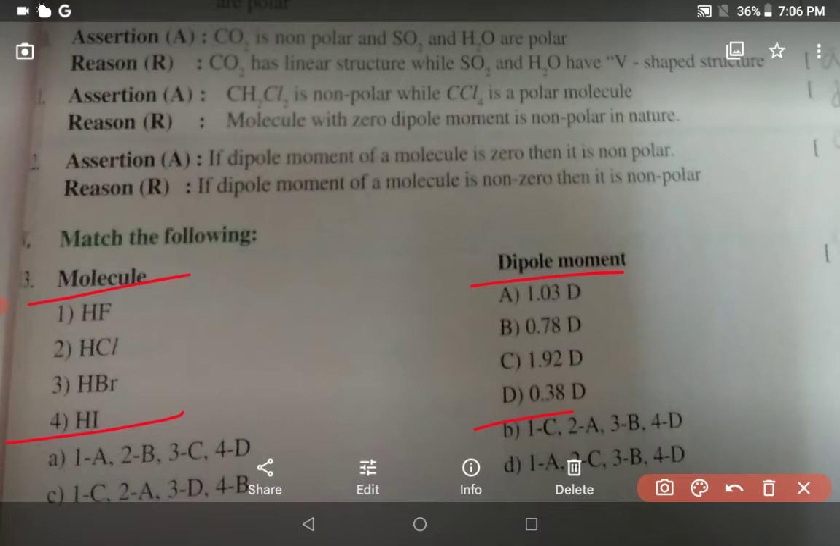So how do we find the dipole moment? There is a formula we already have. Just before, there was a question in which we found the ionic character using a formula, but you can use the charge formula to find the dipole moment. That is mu is equal to q into r. You can use that to find this dipole moment.